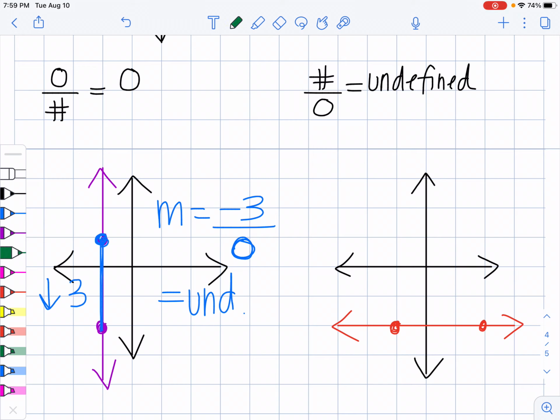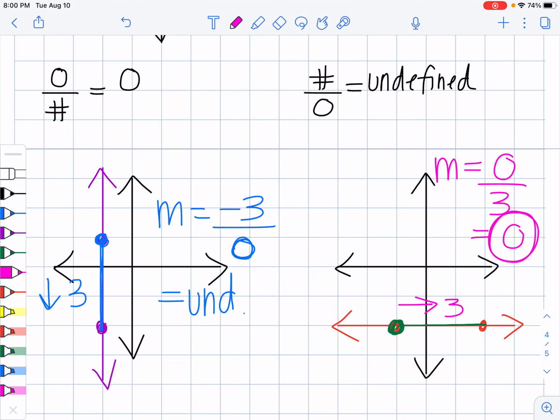The next one, I'm going to start on my leftmost point, which is here. Remember, we're going to go up or down first. I didn't go any up or down. I just went over. How many did I go over? 1, 2, 3. I went to the right 3. So my slope is my rise, which is 0 because I didn't go any up or down, and my run, I went right 3. And 0 divided by a number is equal to 0. So that makes sense that my slope is 0.